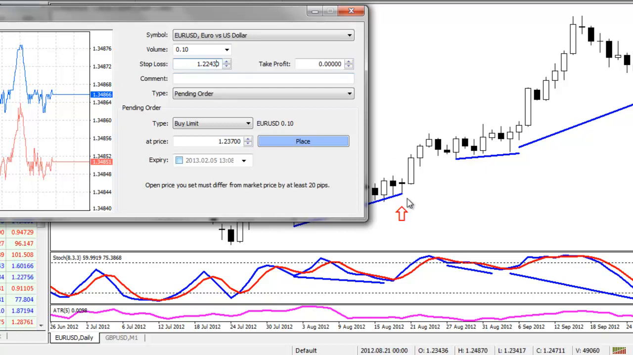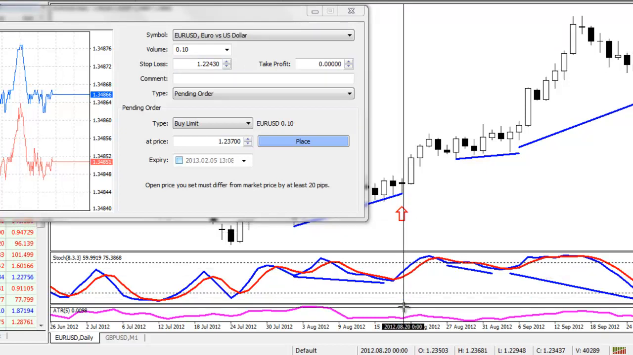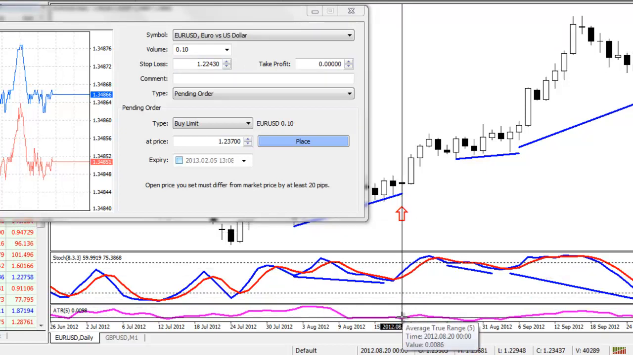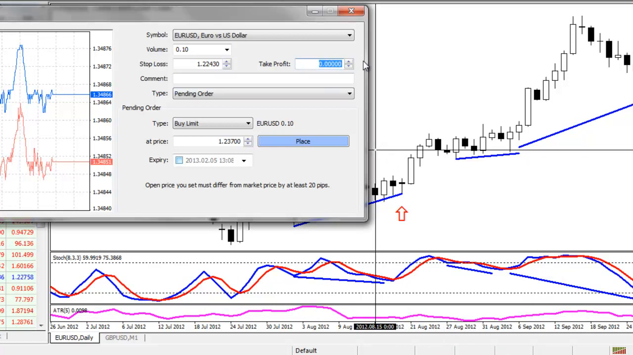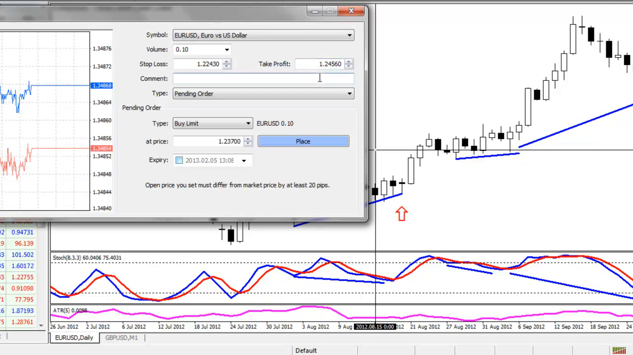And we know that from there our first take profit on this needs to be 86 pips. So we're going to take the 1.2370 and we're going to add the 86 pips onto that. So we get the take profit of 1.2456. And we're going to put a comment in there simply stating that this is a continuation divergence or continuation strategy, and it's a long.